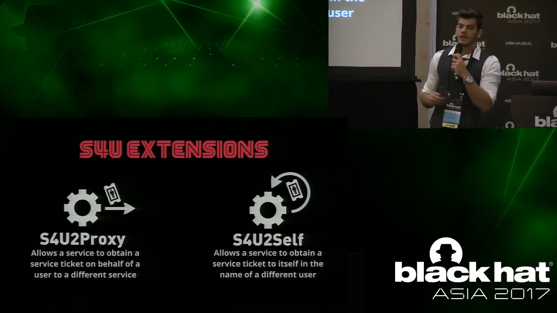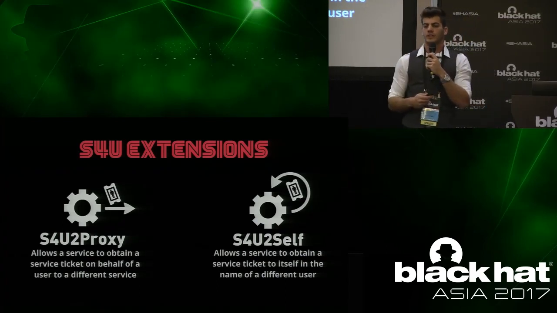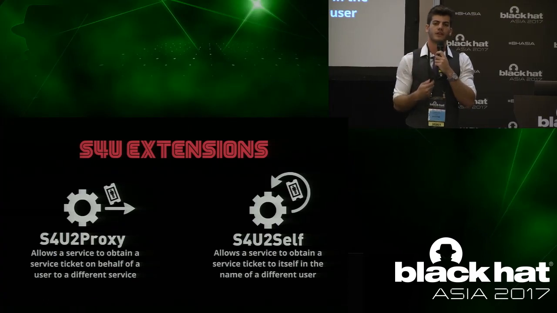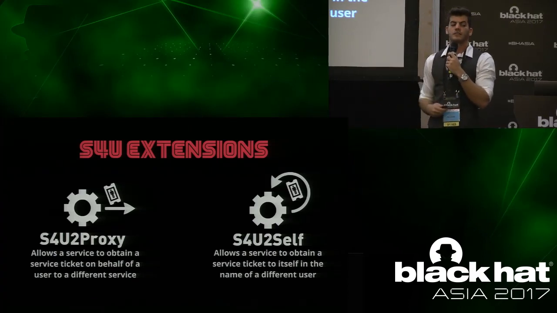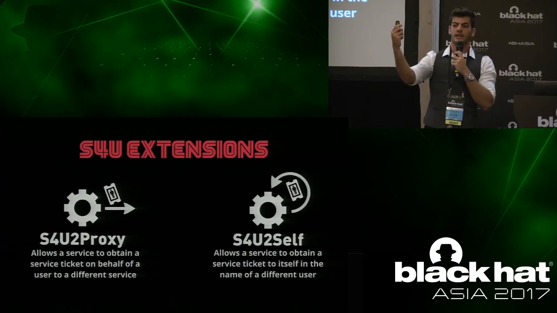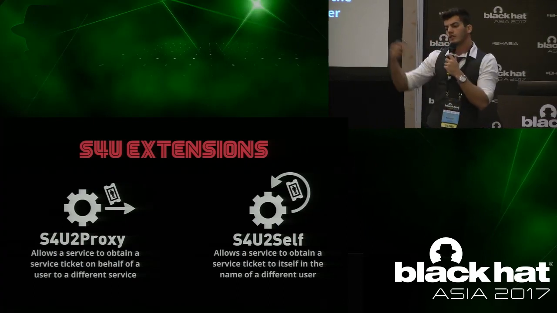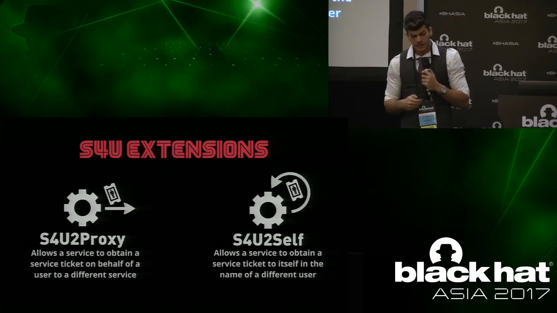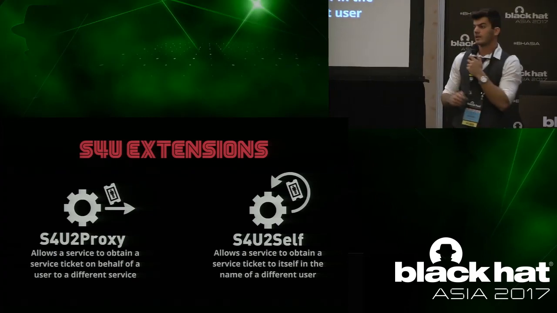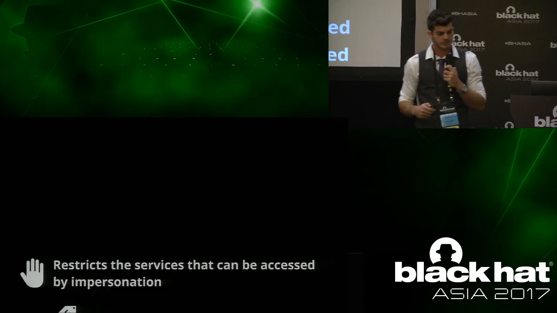Using Service for User to Self solves the first problem of being able to use only Kerberos, by allowing the front-end service to acquire a service ticket to itself on behalf of the user. And using Service for User to Proxy, the service can use that service ticket and obtain additional service tickets to access the resource, instead of using the original ticket-granting ticket as in unconstrained delegation.